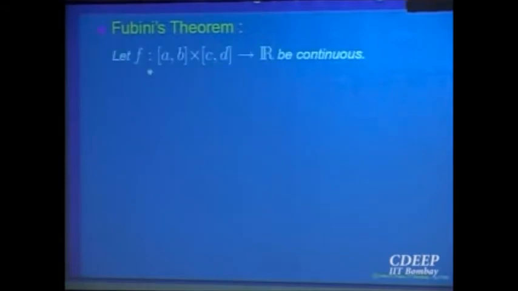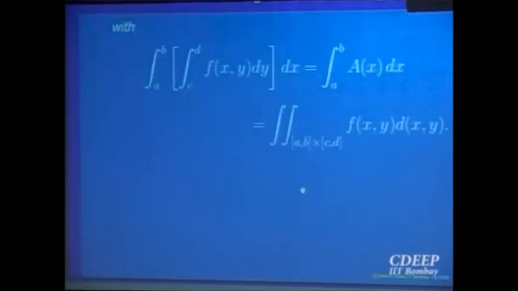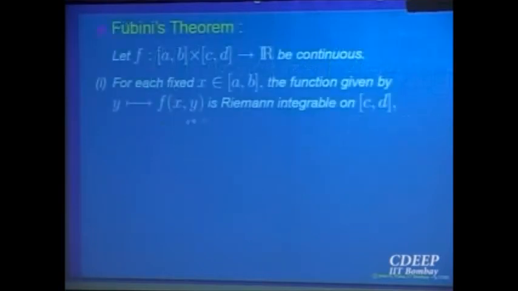So f is the function defined on an interval [a,b] cross [c,d] to R, and let us say it is continuous. Actually one can prove it even for integrable functions. So let us assume continuity. Now fix x in [a,b]. So once you have fixed, you can treat this function y going to f(x,y), where x is fixed. It is a function on the interval [c,d], right? Then this function becomes integrable, okay?